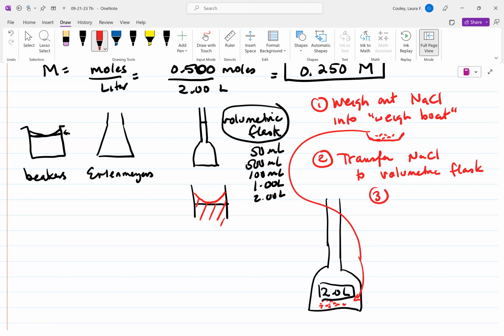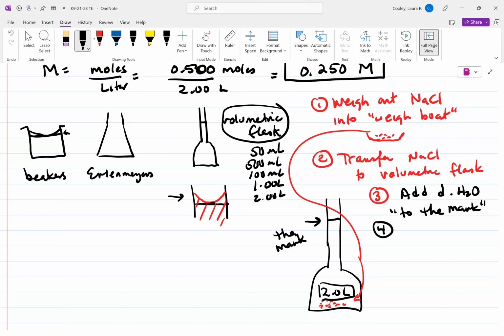Then the third thing you do is you add distilled water to the mark. This is the mark. That means you add it so that the meniscus looks like this, that the bottom of the meniscus is right on that line.